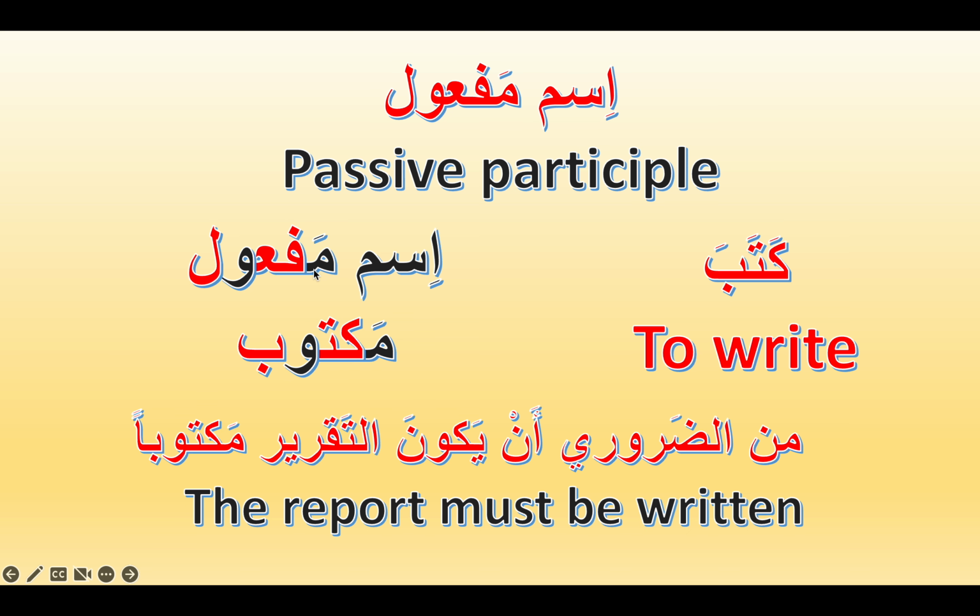So, how would we form the ism maf'ul, the passive participle of the verb kattaba, to write? How would we say written? This is the passive participle. Maktoob. Okay, so we have our root letters here, kattaba, and we put a meem with a fatha at the start, and then we put a waw in between the second and the third root letter, and that is how we form the ism maf'ul. Maktoob, written. من الضروري أن يكون التقرير مكتوبا. The report must be written.